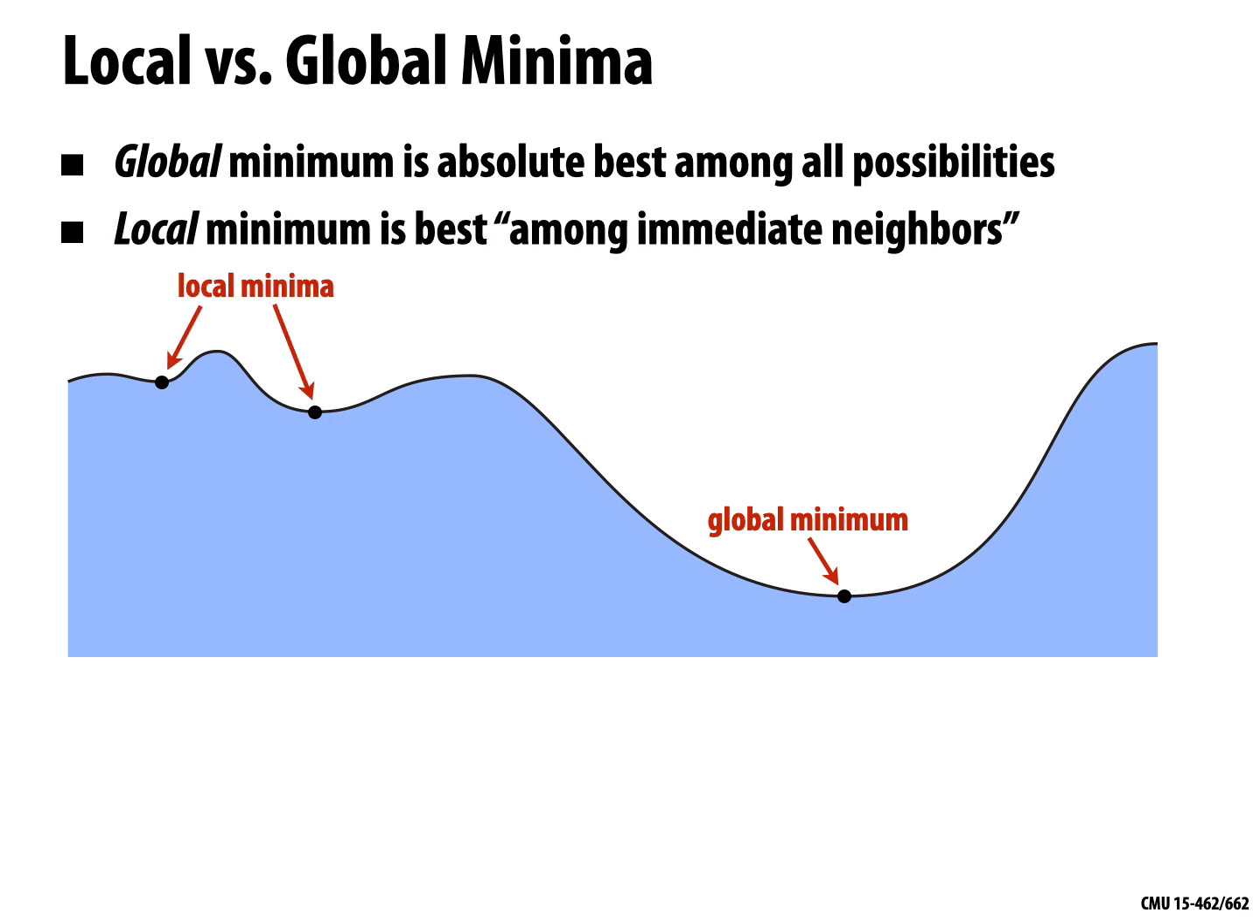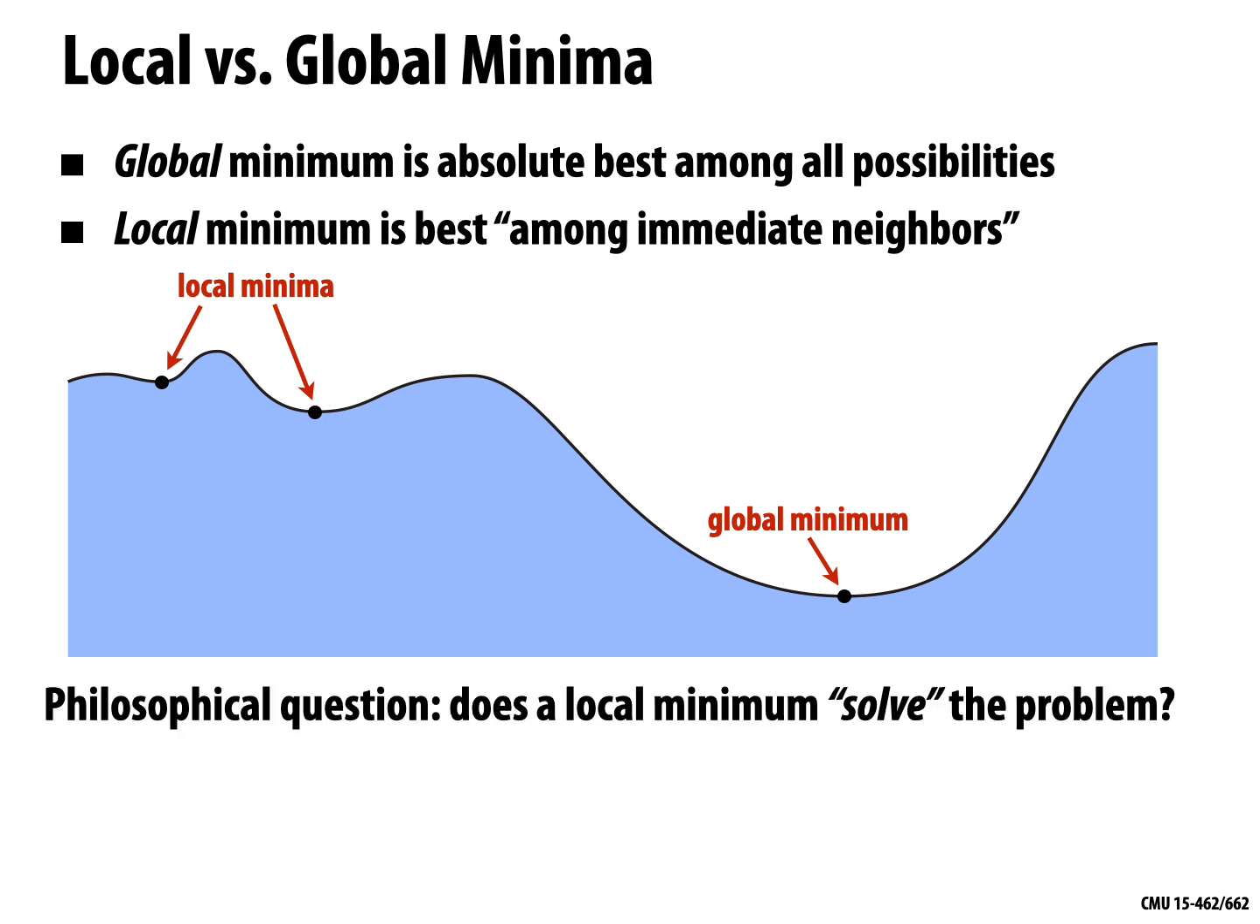In contrast, a local minimum is the best among immediate neighbors. Or maybe another way of saying that is a local minimum is something where I can't improve the solution by just perturbing it a little bit. I would have to make a big jump to ever find a better solution. Okay? And so you can ask this kind of philosophical question: does a local minimum solve the problem? Are you happy with a local minimum rather than a global minimum?